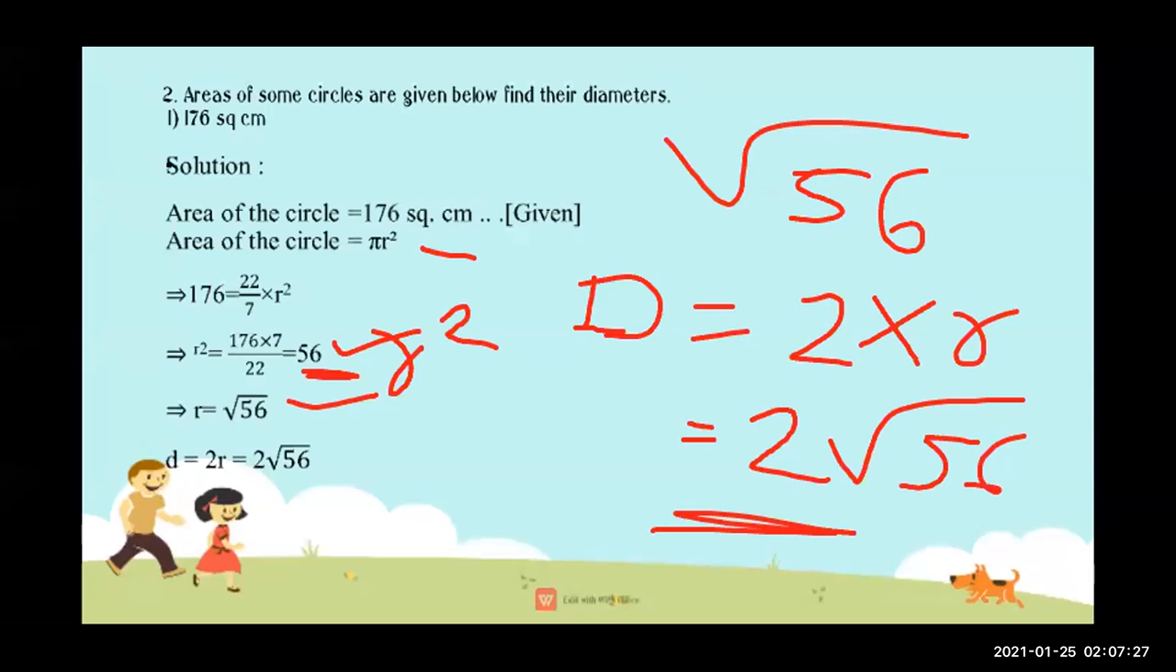See, if we got any number, we have to multiply that number by 2. But here we have not got any number. We have got square root of 56 because 56 is not a square of any number. So the final answer is diameter equal to 2 square root of 56.